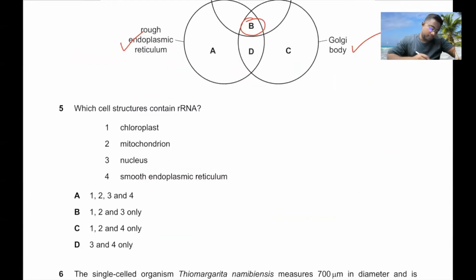Question number 5. Which cell structures contain ribosomal RNA? Ribosomal RNA will be contained by chloroplast and mitochondria because they are like early bacteria. Ribosomes are synthesized within the nucleus. So ribosomal RNA will be found in the nucleus. Smooth endoplasmic reticulum does not contain ribosomes. So 1, 2, and 3. 5B will be the correct answer.